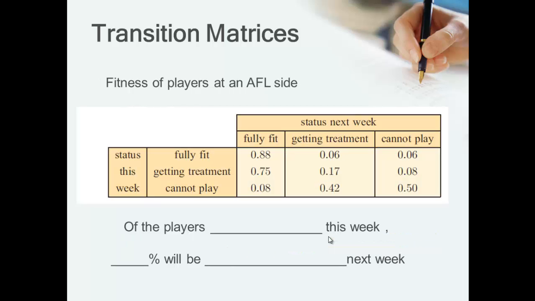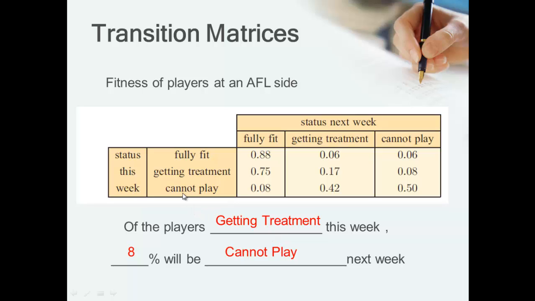Here's another example. Right, fitness of players in the AFL side. So the status of this week and the status of next week. So another classic example of the players this week who are getting treatment. Right, we would know that 8%, which is this one here, will certainly not be able to play next week. They can't play. But that's the set out that you'll need to do when you're doing this.